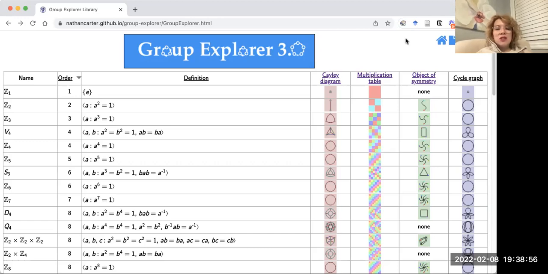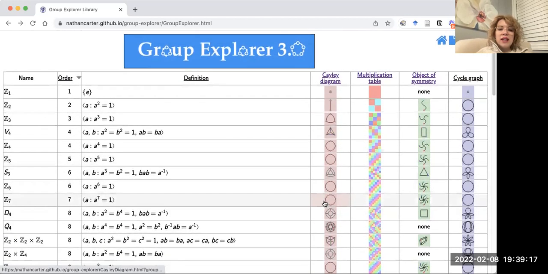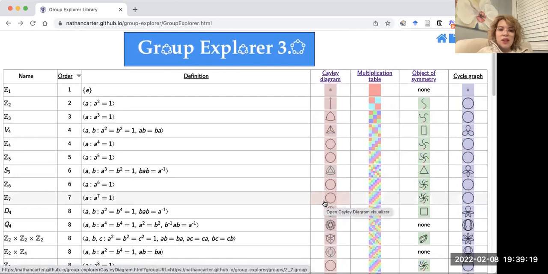So what I want you to do during this video is just look at some Cayley diagrams, follow along with me as I'm going through Group Explorer. And then after, look in Group Explorer yourself. And then I'll preview some of the readings that we have for this week. So I'm going to be looking at some Cayley diagrams and multiplication tables.